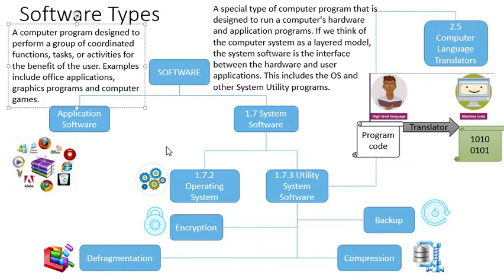These will include things like your Office applications, word processors, spreadsheets, and the like, graphical programs, and even computer games. System software, on the other hand, is more specialized. This is a special type of computer program that is designed to run the computer's hardware and application programs. So if we think of the computer system as a layered model, system software is the interface between the hardware and the user applications. This includes the operating system or the OS and system utilities.